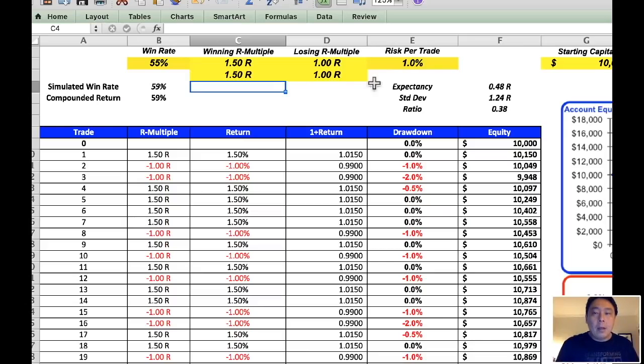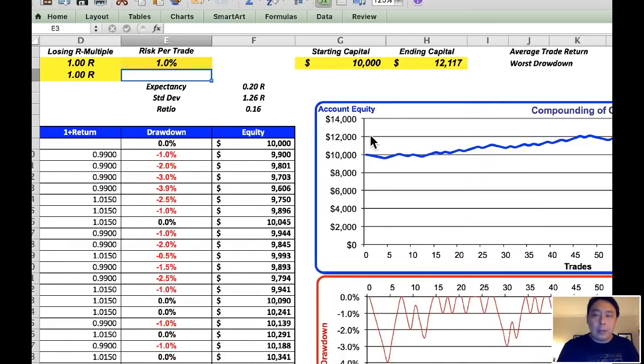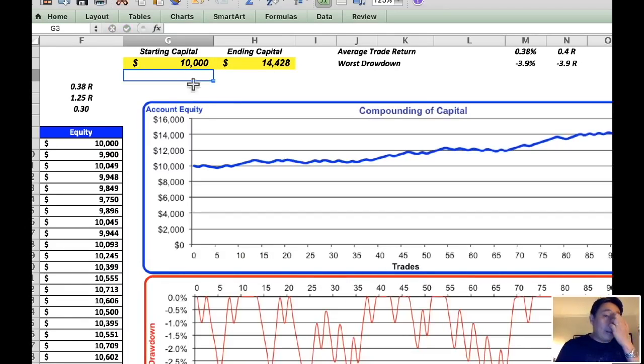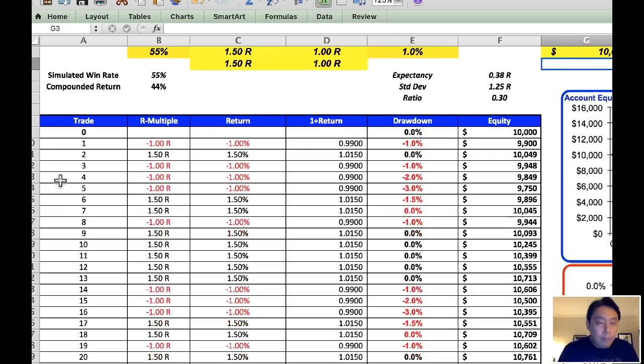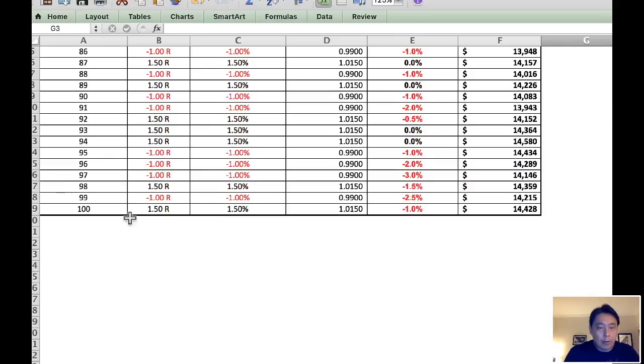Okay. Risk per trade, again, you can start with 1%, 1%. So once you key in these variables, you can then put in your starting capital. Again, imagine it's 10 grand and enter. And based on those variables, you can expect to see your 10 grand go to $14,000 over 100 trades.